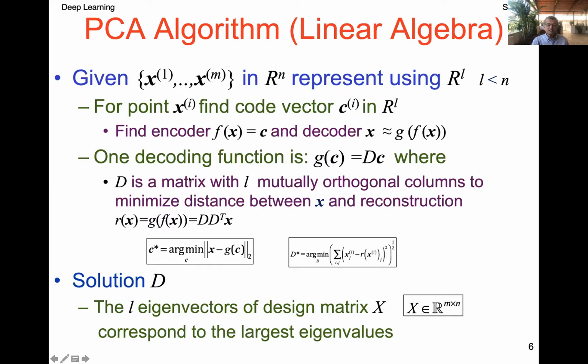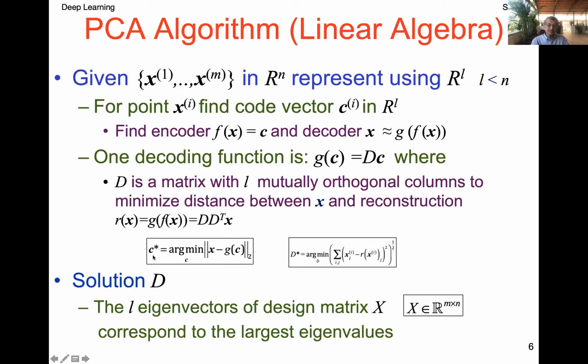And this D is a matrix with L mutually orthogonal columns to minimize distance between X and its reconstruction. So there is X and then its reconstruction is r(X). So it says a reconstruction can be obtained by taking the transpose of this matrix and then multiplying by D, it gives you back. So this is all matrix manipulation. So that's a possible decoding function.